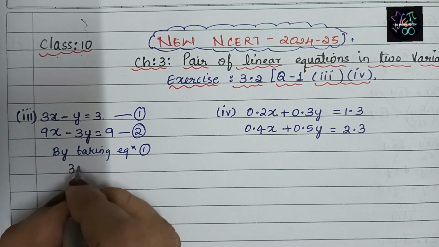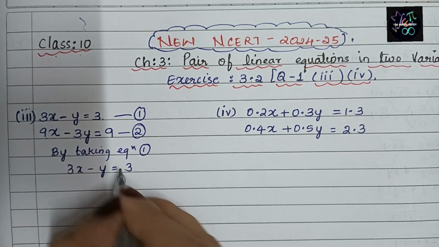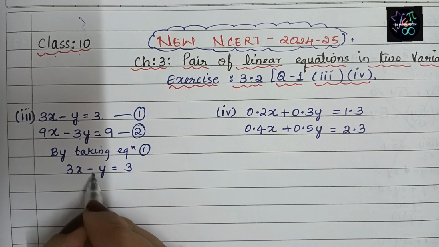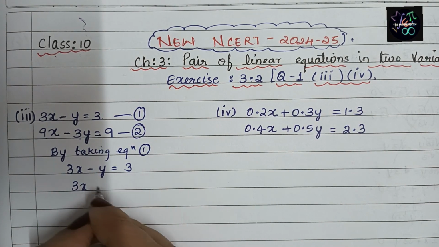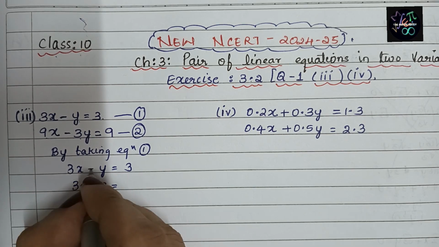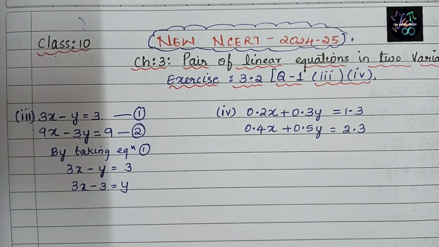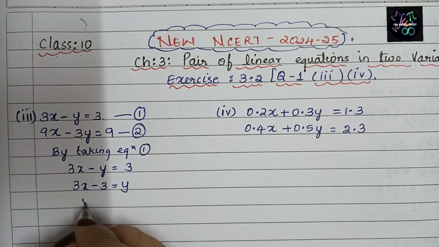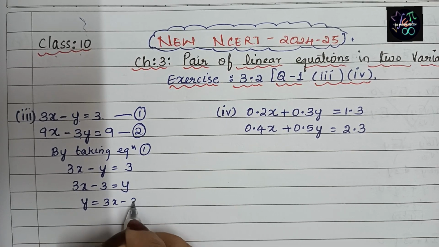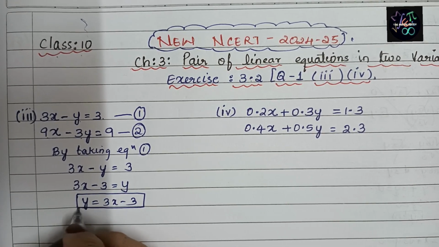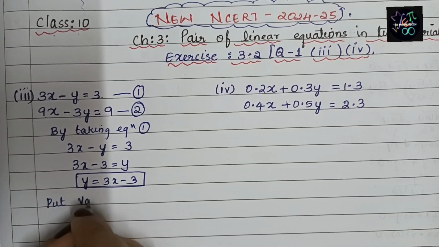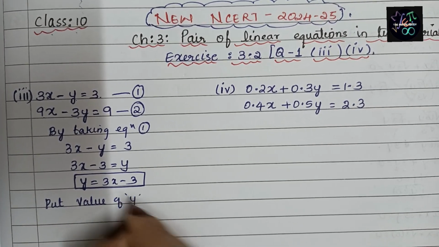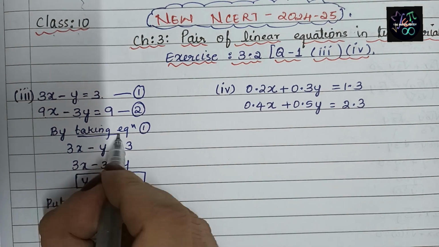See, 3x minus y is equal to 3. Now I'll bring this 3 here, and y I'll take to that side, 3x as it is. This plus 3 if I bring here becomes minus 3, and minus y if I take there becomes plus y. So we got the y value, that is 3x minus 3. Now I will write here, put the value of y in the other equation.